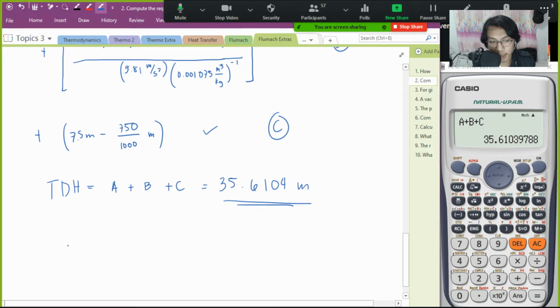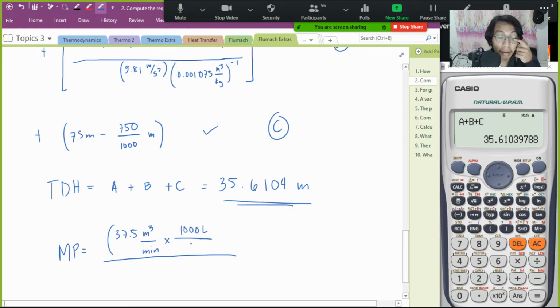Now, pwede naman natin to convert. Ang hinahanap dito is the motor power. The motor power is equal to, convert natin yung gallons per minute. 37.5 cubic meter in every minute times, ilang gallons ang kailangan mo? Liters. So, 1,000 liters per 1 cubic meter times 1 gallon, 3.785 liters. Tama yan.